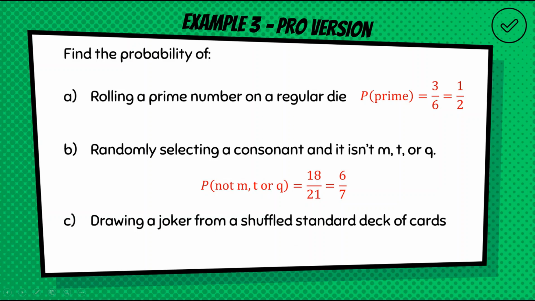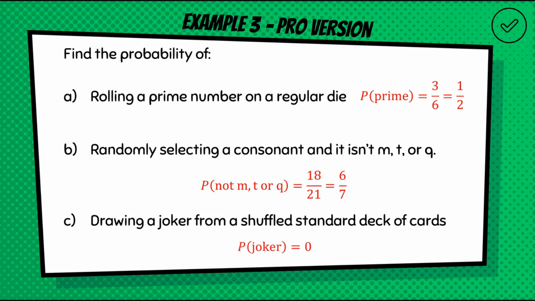All right, and for our very last question, we have drawing a joker from a shuffled standard deck of cards. So we've got to think to ourselves, in a standard 52 deck of cards, how many of those are jokers? So common answers for this one are 1 out of 52 or 2 out of 52, or some people say 4 out of 52. The correct answer is actually 0.